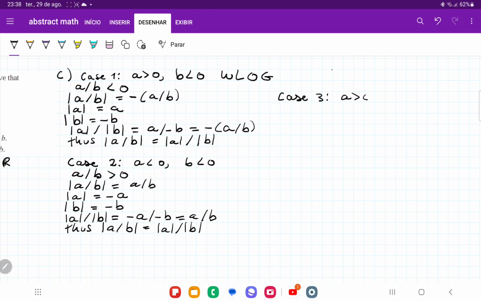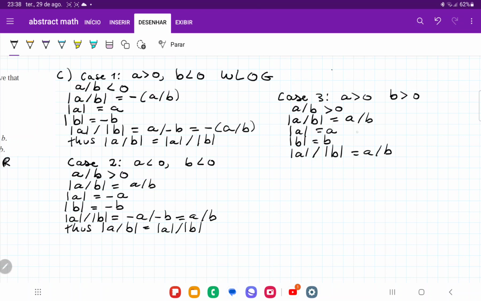A is positive and B is positive. So in this case, the quotient is going to be positive, and so this absolute value is going to be just A divided by B. The absolute value of A is just A, the absolute value of B is just B, and so the absolute value of A divided by the absolute value of B is just A over B. So these are clearly the same, and thus we have shown what we wanted, which is equal to the absolute value of A divided by the absolute value of B.